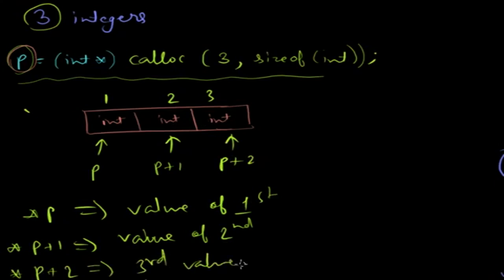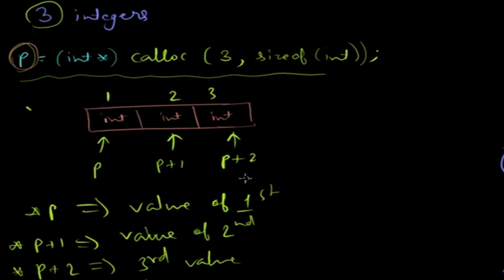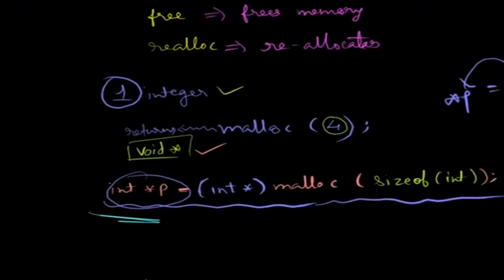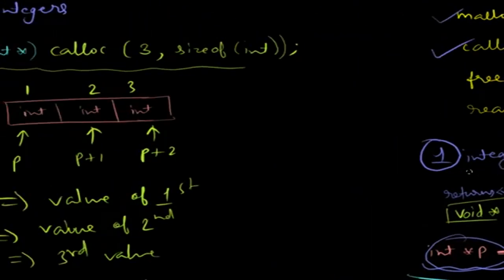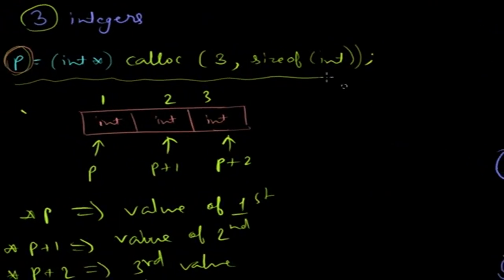Okay, malloc and calloc done. Just remember the syntax of malloc and calloc. Malloc needs just the size, how many bytes you have to allocate. And calloc needs two parameters. One is how many blocks you want to allocate and what is the size of each block, right? And this is what these two functions want.